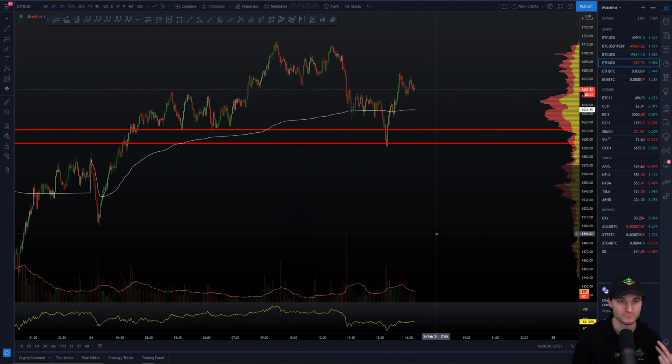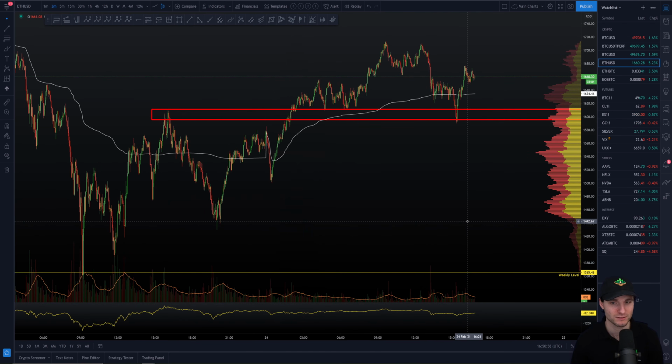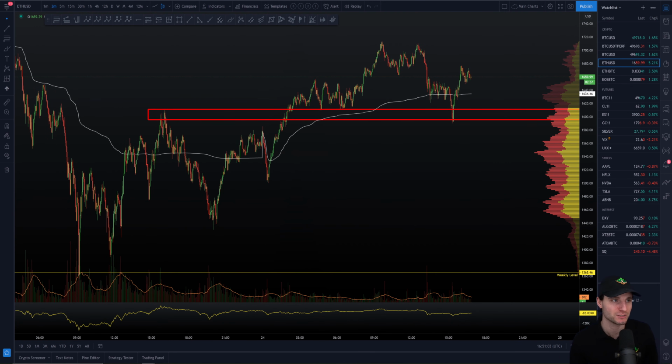I also told you the important support on this one earlier, which was literally 1,550, and that's not changed. Okay, let me just double check. Yeah, that has not changed. So the same support on Ethereum.